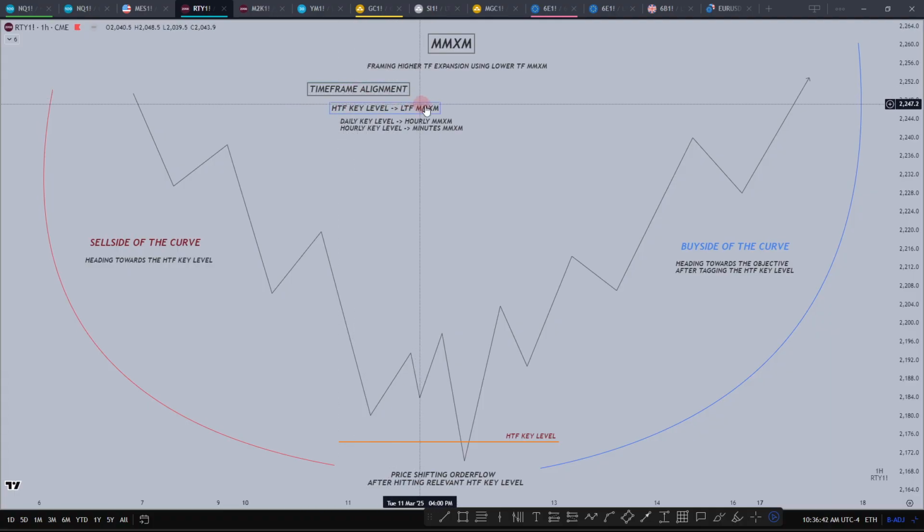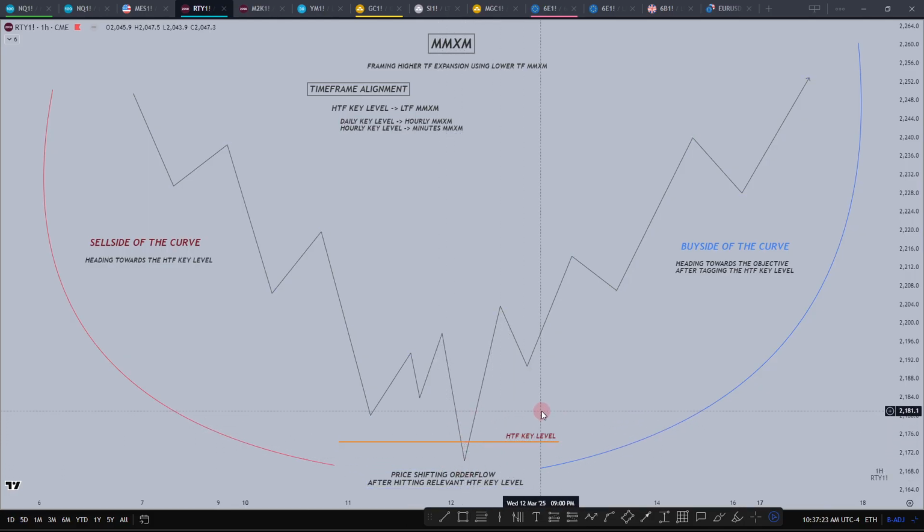High time frame key level, low time frame MMXM. Daily key level, hourly MMXM. Hourly key level, minutes MMXM. Okay. If this key level is on the hourly, you try to frame M15, M1, M3, M5 MMXM, whichever suits more to you, makes more sense to you. Daily key level, you will use hourly or H1, H4 MMXM, or in some cases 30-minute MMXM, whichever suits you better. But mainly when you are using daily key level, hourly would be enough in most cases.